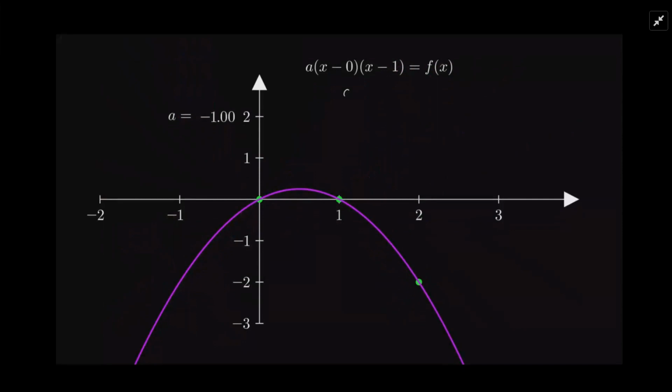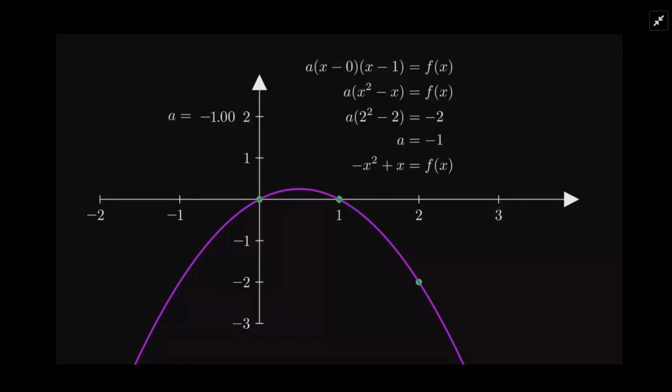All right, let's prove it. So we're just multiplying out the brackets again, and we put in this point, (2, -2). 2 for x, the answer is -2. Solve for a, and a is -1. All right, and then our function for the parabola is -x squared plus x.